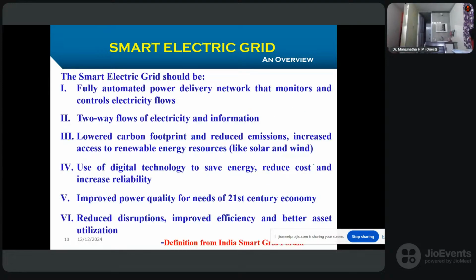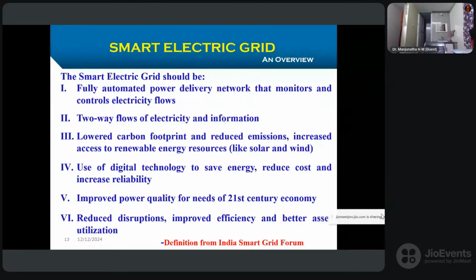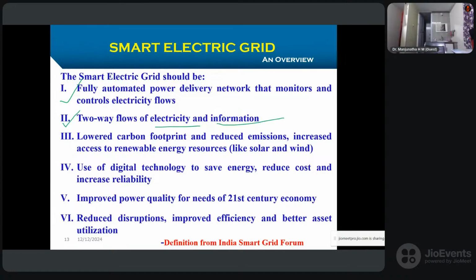Just to summarize, this particular definition is given by the Indian Smart Grid Forum. It should be a fully automated power delivery network. We should have two-way flow of electricity as well as information. Please understand.